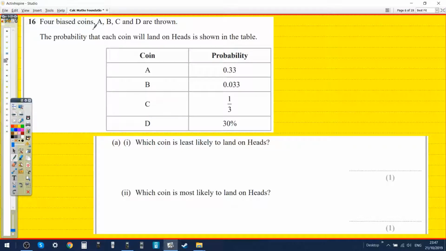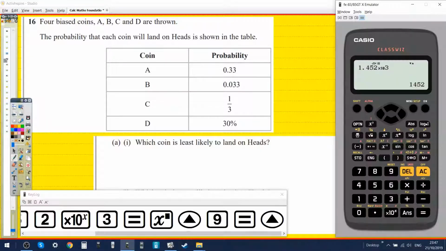4 biased coins, don't know what that is, A, B, C and D are thrown. The probability that each coin will land on heads is shown in the table. This is the table. Which coin is least likely to land on heads? Which coin is most likely to land on heads? Calculator.